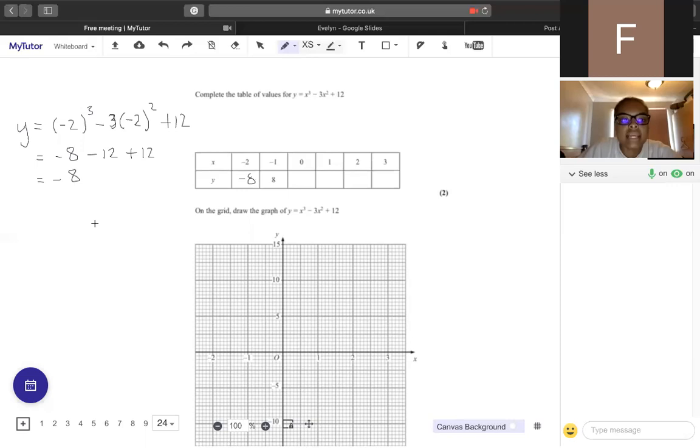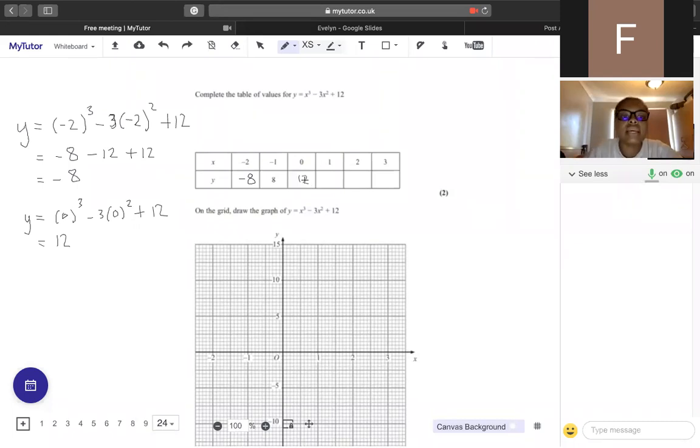Got -8 here, and then we can do the next one, which is for x is equal to 0. We've got 0 cubed minus 3, 0 squared plus 12. So 0 cubed is just 0, minus 3 multiplied by 0 squared is going to be 0, and then we add our 12. Got 12 here.